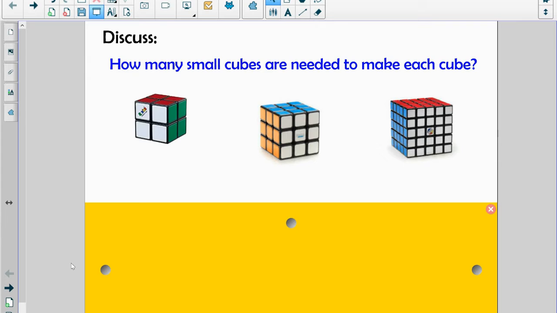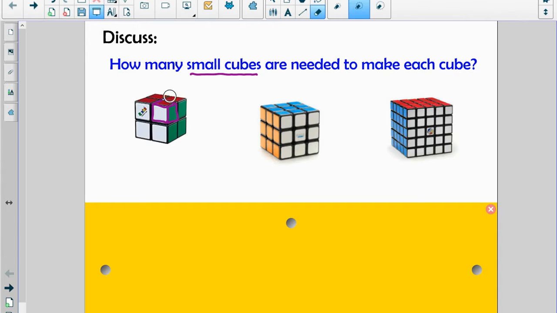So we have here different types of Rubik's Cubes. I want you to think about how many of the little small cubes are needed to make each cube. Okay, so in that first Rubik's Cube, we can see that it's basically just four faces on each side. But I'm looking for how many small cubes are needed. So in other words, this cube right here in the upper corner closest to us in the picture represents one cube. So it looks like there's 4 cubes on the top and 4 cubes on the bottom.